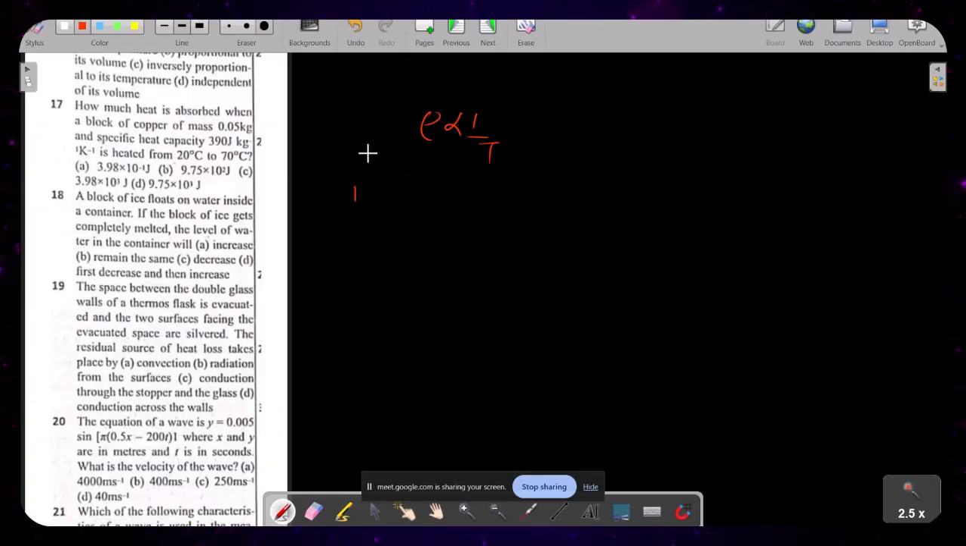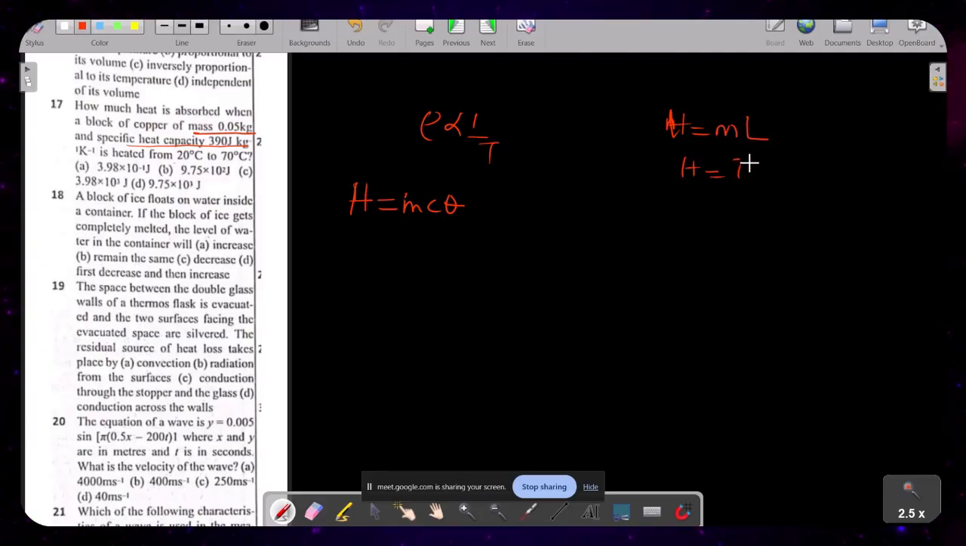All right, question number 17 says, how much heat is absorbed? This is under heat capacity. You know, we have various formulas for heat, but because they mentioned mass and specific capacity, I will say the formula is going to be mc theta. Assuming they mention something like latent heat, I'll say the formula is ml. Assuming they mention current and voltage, I'll say IVT. So it depends on what they mentioned.